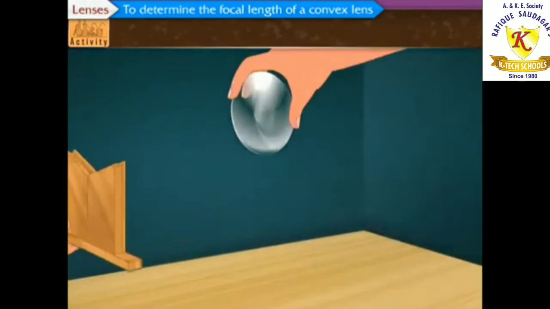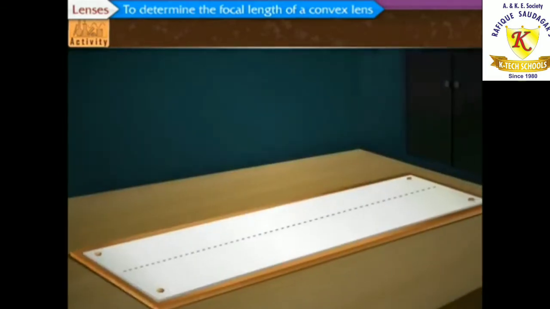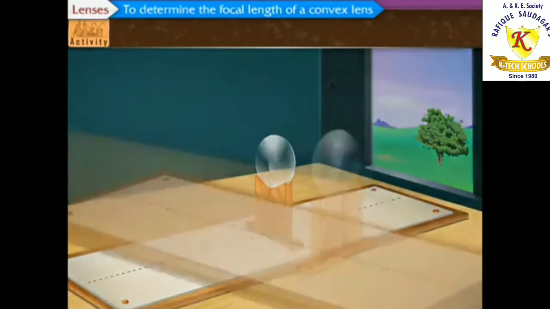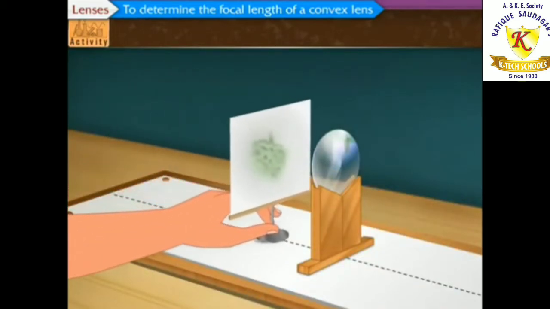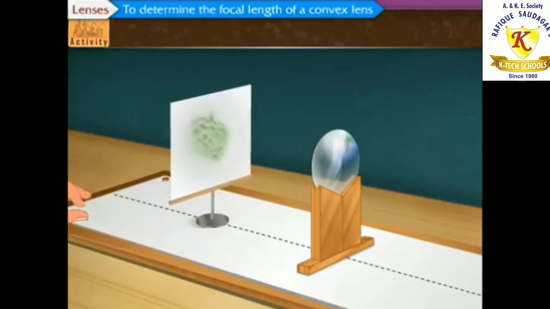Let us take a convex lens and place it on a lens holder. Select a distant object such as a tree. Place the convex lens in front of the tree. Now place the screen behind the lens. Move the screen towards or away from the lens until a well-defined image of the tree is obtained on the screen. At this distance from the convex lens, we get a well-defined inverted image of the tree on the screen.